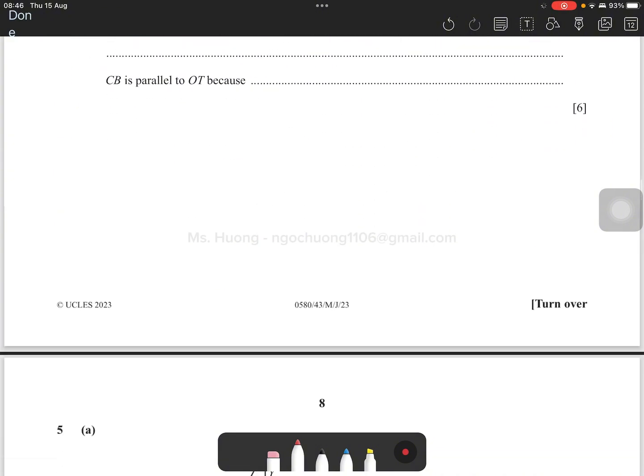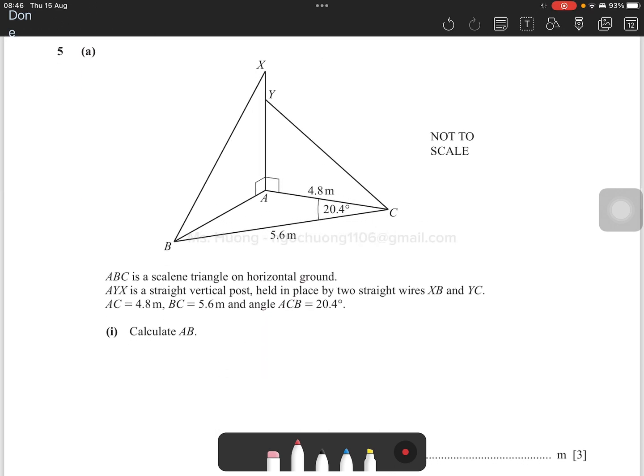So that's it for question 4. Question 5. A. ABC is a scalene triangle on horizontal ground. AYX is a straight vertical post held in place by two straight wires XB and YC. AC is equal to 4.8 meters. BC is 5.6 meters and angle ACB is 20.4 degrees. 1. Calculate the side AB.